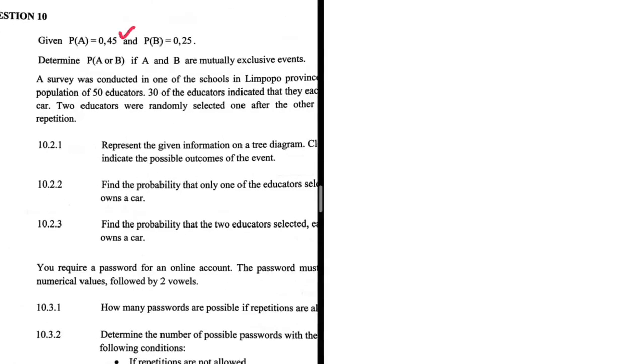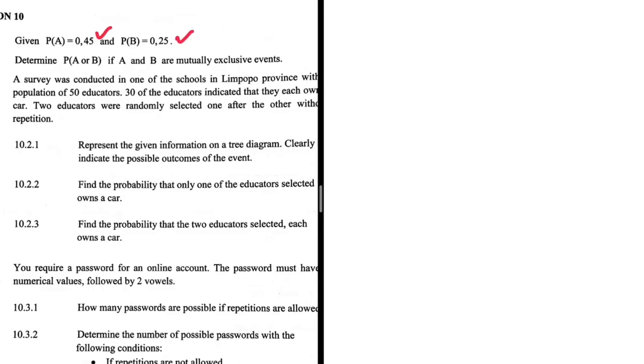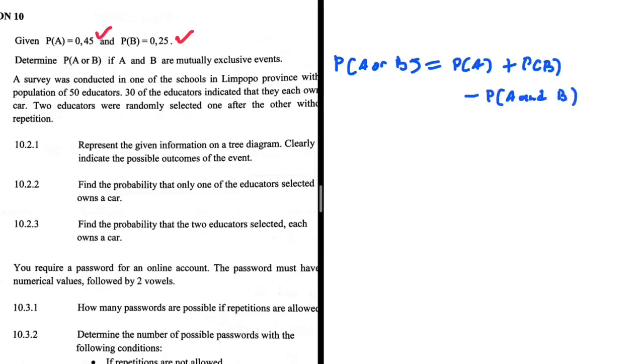Given that the probability of A is equal to 0.45 and that of B is equal to 0.25, determine the probability of A or B if A and B are mutually exclusive events. So the probability of A or B is equal to, generally, P of A plus P of B minus P of A and B. But if they are mutually exclusive, the probability of A and B is 0. They cannot occur at the same time.